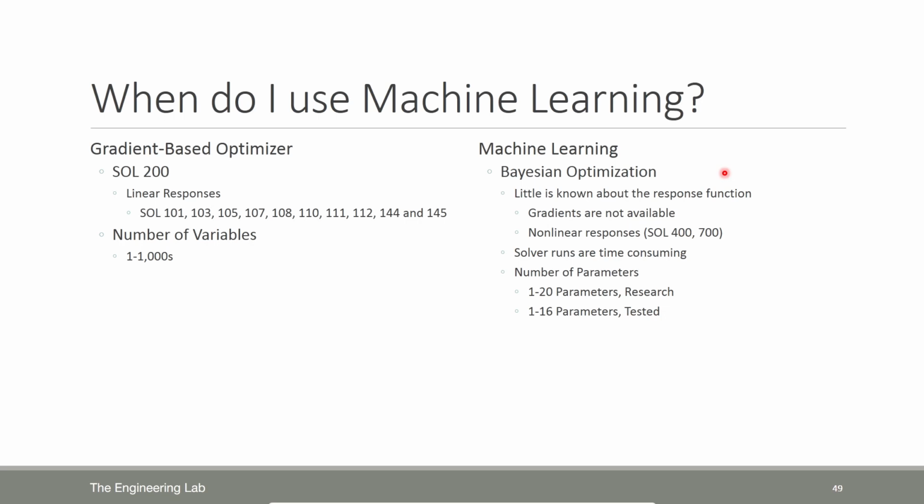So here, use this machine learning technology when you have a small number of parameters, 1 through 20. Personally, I have tested this between 1 and 16. I'm sure that if I had a problem with 20 parameters, it would work well. I'm sure that if I tested this with 30 parameters, the number of function runs would be more than what's practical.